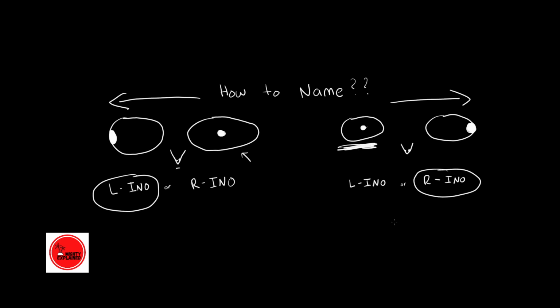So the key is the eye that gets stuck is the one that you use to name the internuclear ophthalmoplegia, and this is how it looks clinically. If a patient comes to you and you say, hey, follow my finger, and you make them look towards their left side, and their right eye gets stuck, that means they have a right INO. And that's pretty much internuclear ophthalmoplegia in a nutshell.